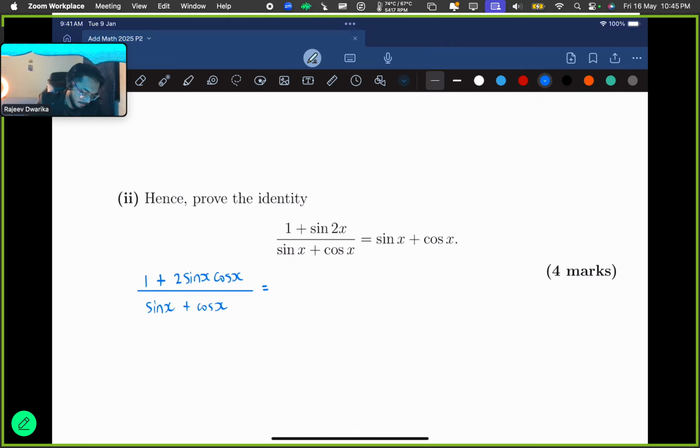Which one? 1 is equal to sine squared theta plus cos squared theta. Right, so I'm going to replace 1 with sine squared x plus cos squared x.